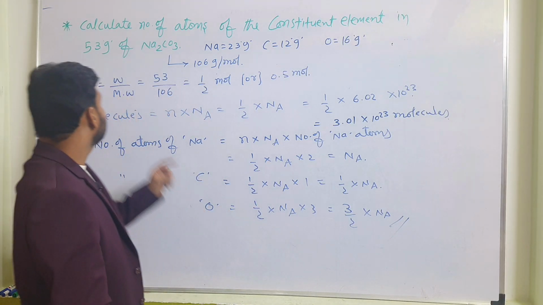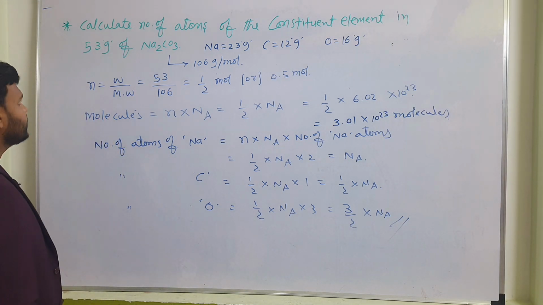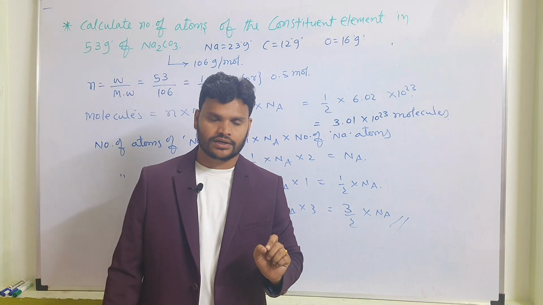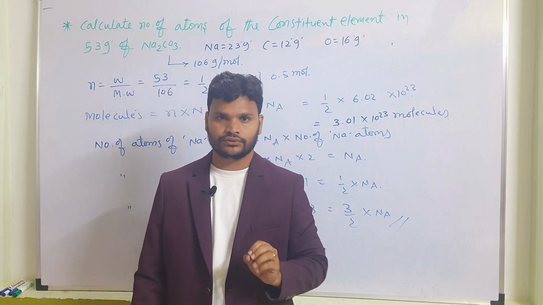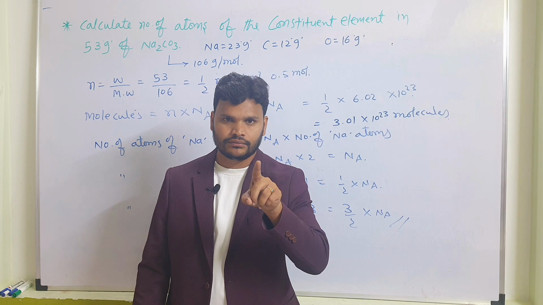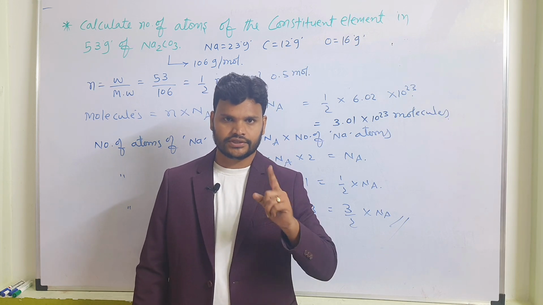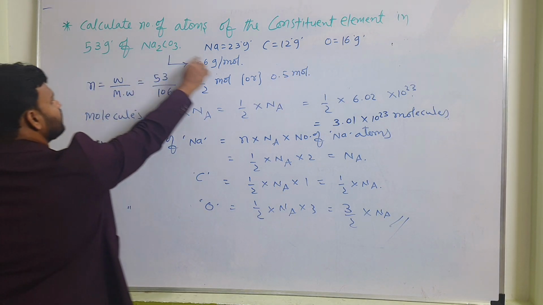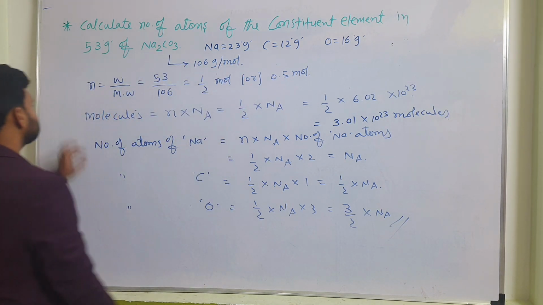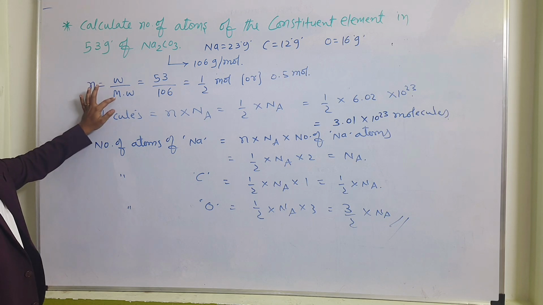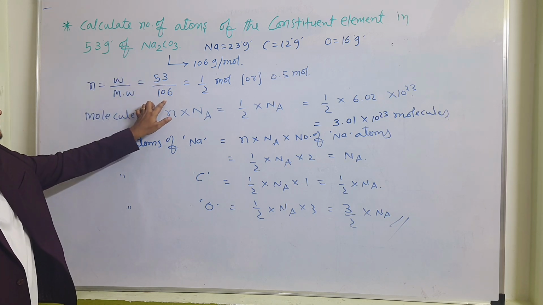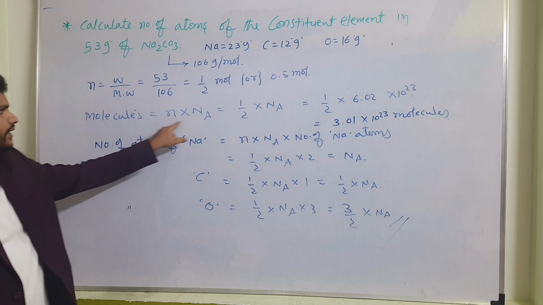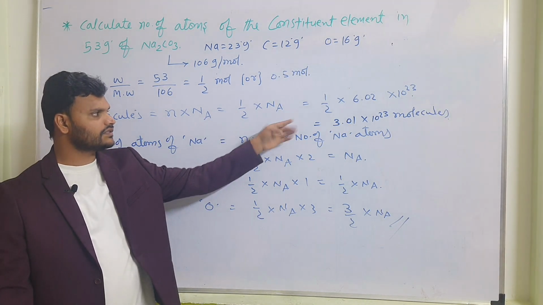Next question. Calculate number of atoms of the constituent elements in 53 gram of Na2CO3. So number of atoms to find out, first number of moles to find out, next number of molecules to find out. Clear? Okay. So Na2CO3 molecular weight 106 gram per mole. This is the number of moles formula: weight by molecular weight. 53 given. 53 by 106 you will get half mole, which means 0.5 mole. Next number of molecules formula: n into Na. Half into Na. This is the answer.